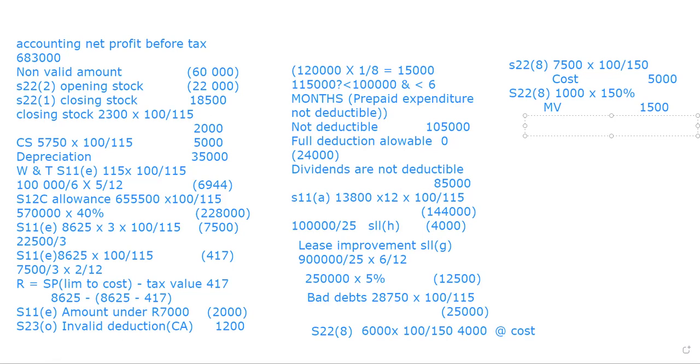Wait, I forgot. There's a reason they said it's used in trade. Sorry about that. Remember that cost price we calculated and converted to market value. This cost price of 1,000 Rand was used in trade, so it also qualifies for a section 11A deduction. So it will be section 11A. Yes, section 11A deduction. It's simple. You just deduct 1,500 using the cost of trade.